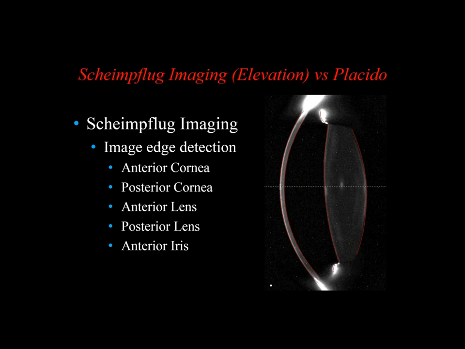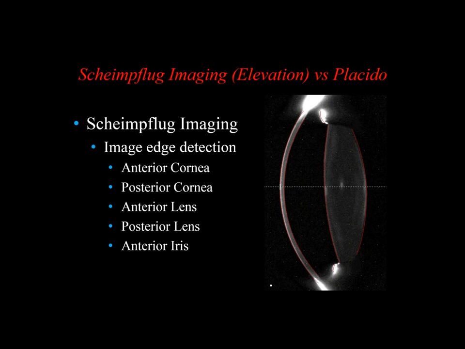So let's start with our second introduction now and talk a little bit more about Scheimpflug imaging. This is a single Scheimpflug image. This is the optical cross-section. As you know, the Pentacam works very similar to how a CT scan works, with a series of X-rays and then reconstructs it in 3 dimensions. The Pentacam takes a series of optical cross-sections using Scheimpflug imaging, which is a way of increasing the depth of field. Here you can see the anterior lens, the posterior lens, the anterior cornea, and the posterior cornea in fair clarity.